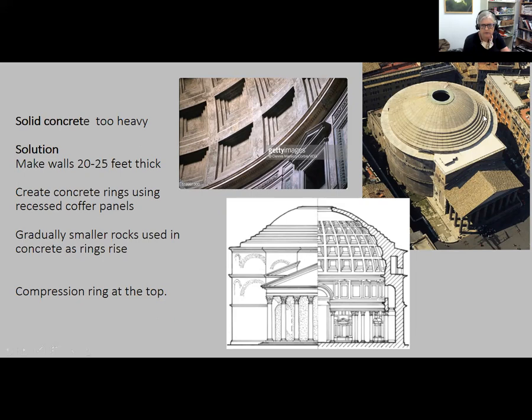And this compression ring, which is right on top of those other rings, serves the purpose of holding down all the other rings. And the hole where the oculus is, if that hole wasn't there, for some reason, I don't quite understand it, it wouldn't be structurally stable if there was no hole. I guess it's too heavy or something. I don't know. I'm not an engineer.